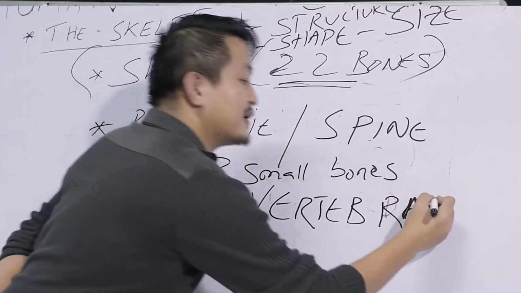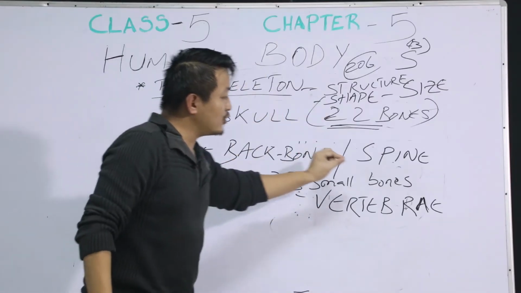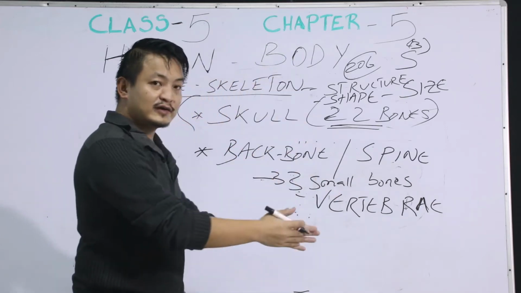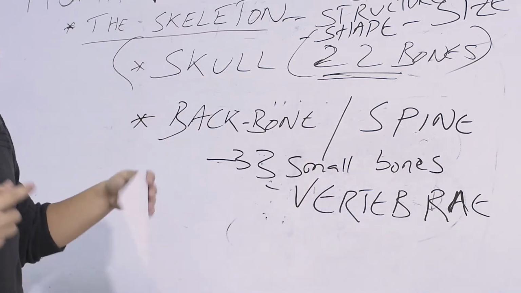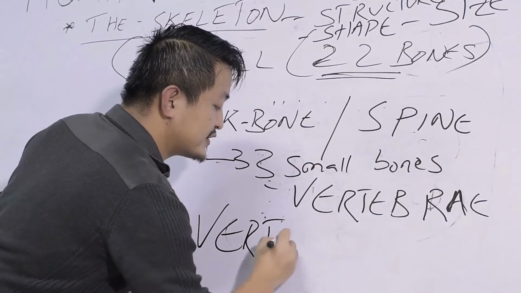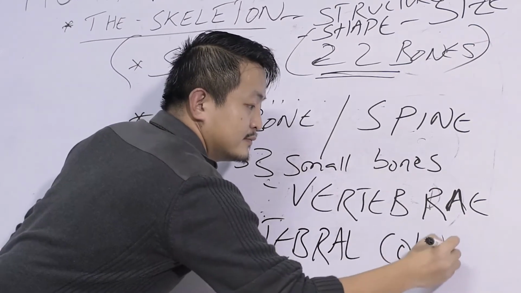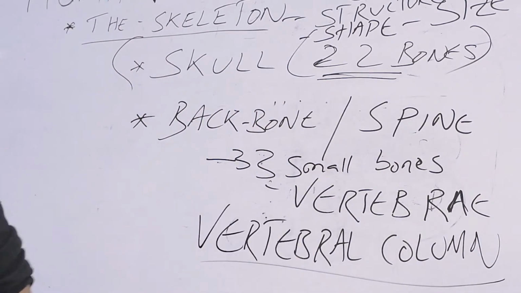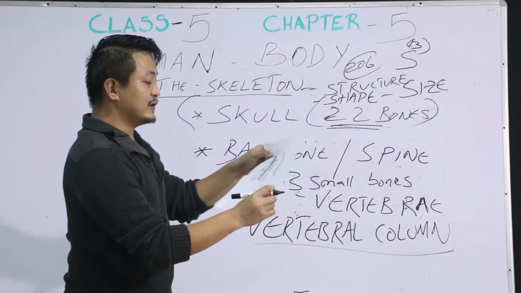Clear? Vertebra. And together, all together, the small bones in a singular form, we call it vertebrae, but all together like this, we call it the vertebral column. Clear? Vertebral column. So, this is very important.